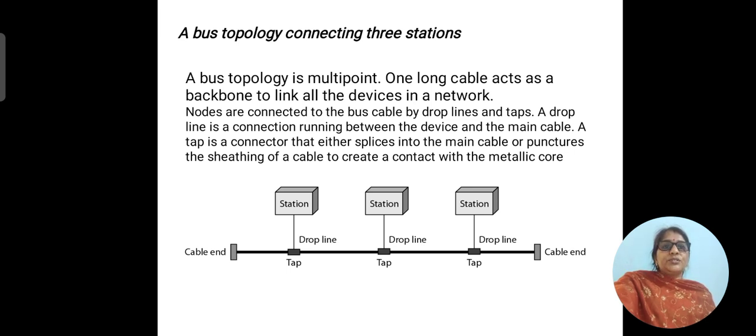Therefore, nodes are connected to the bus cable by drop lines and taps. A drop line is a connection running between the device and the main cable. A tap is a connector that either splices into the main cable or punches through the sheathing of the cable to create a contact with the metallic core.